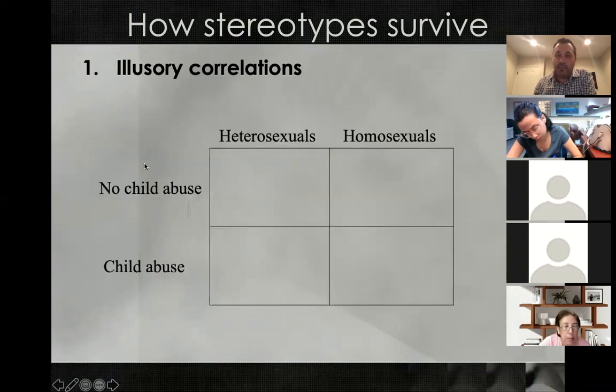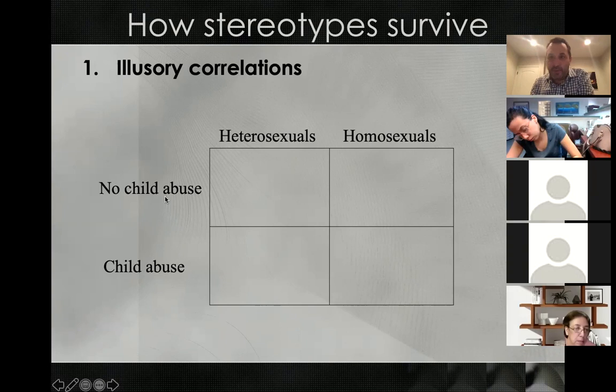Right? Well, we can sort of break this into this 2x2 table, right? So let's imagine now, obviously we can't cleanly divide the world into hetero and homosexuals. There's other categories as well, but for the purposes of this, that's what we're gonna do. And let's say that people commit child abuse or they don't commit child abuse. Well, because homosexuals are in the minority in terms of just the number of people, we tend to find it more distinctive when we come in contact with someone who's homosexual versus heterosexual.